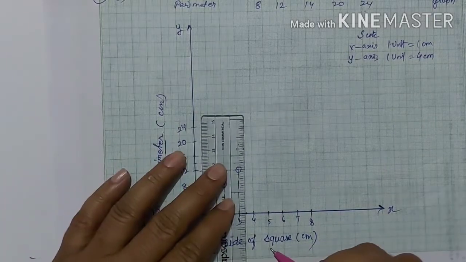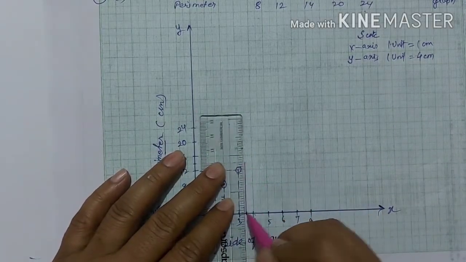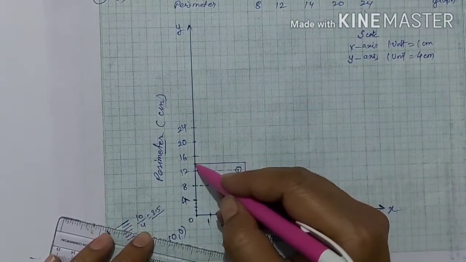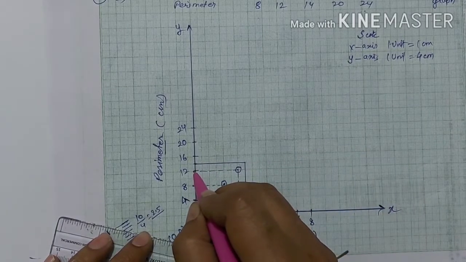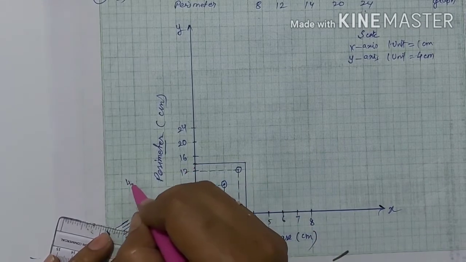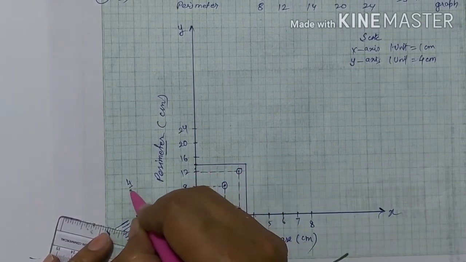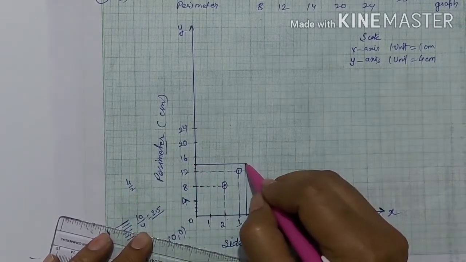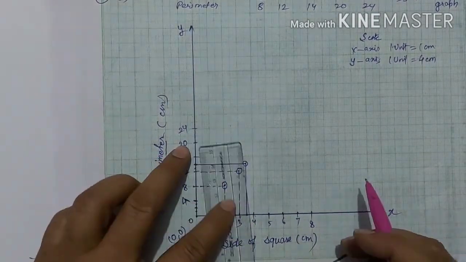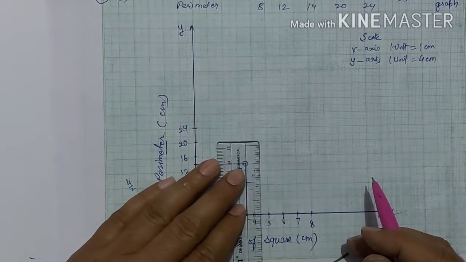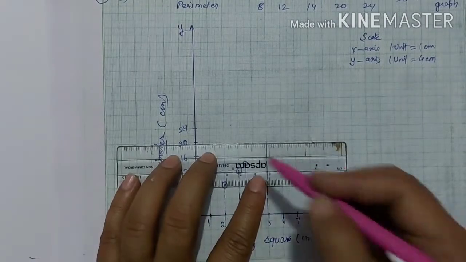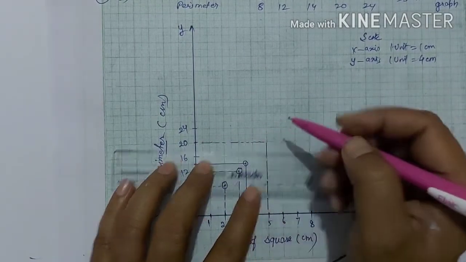Between 12 and 14 the difference is 2, so the middle line is 13, and 14 is at the next line. So this is the point here. Next is 5 and 20. So 5 and here is 20. Here the scale will be 20 and 5. This is the point.